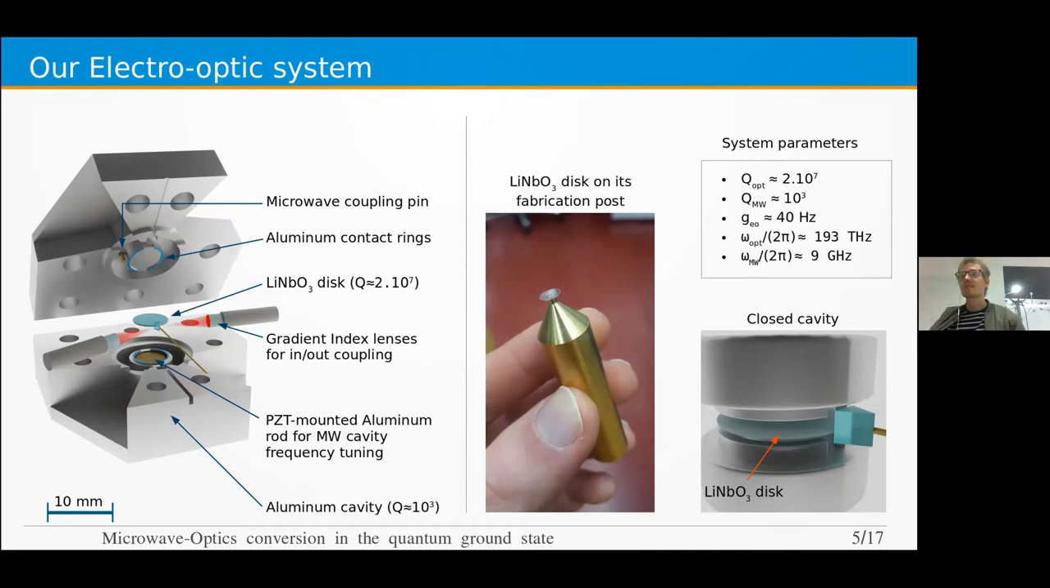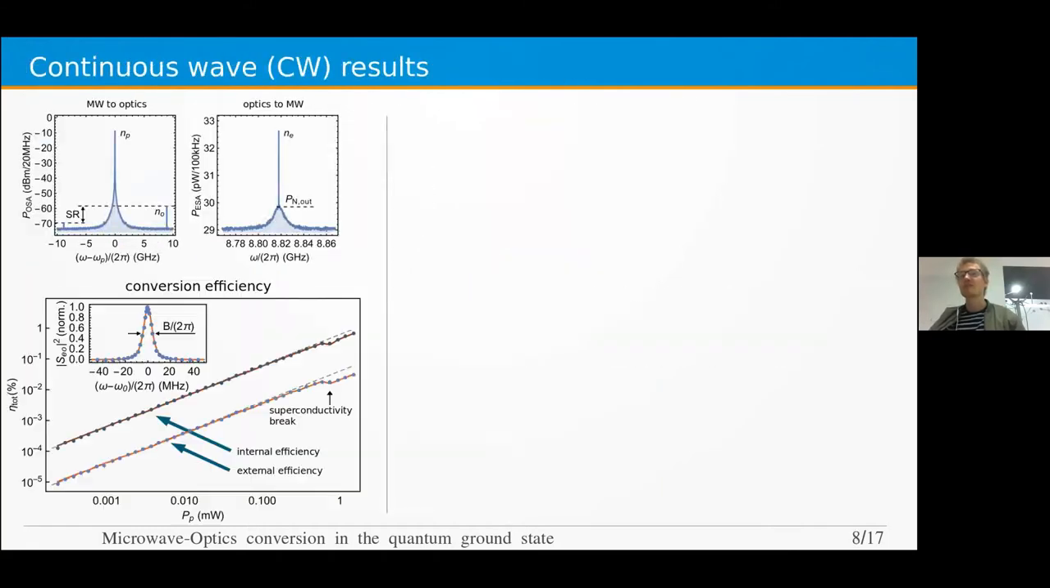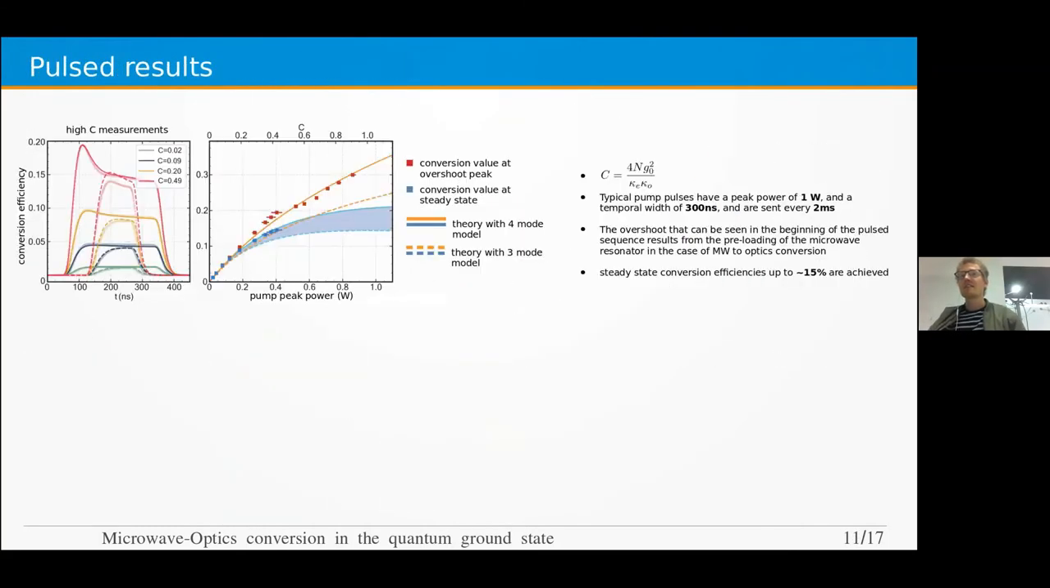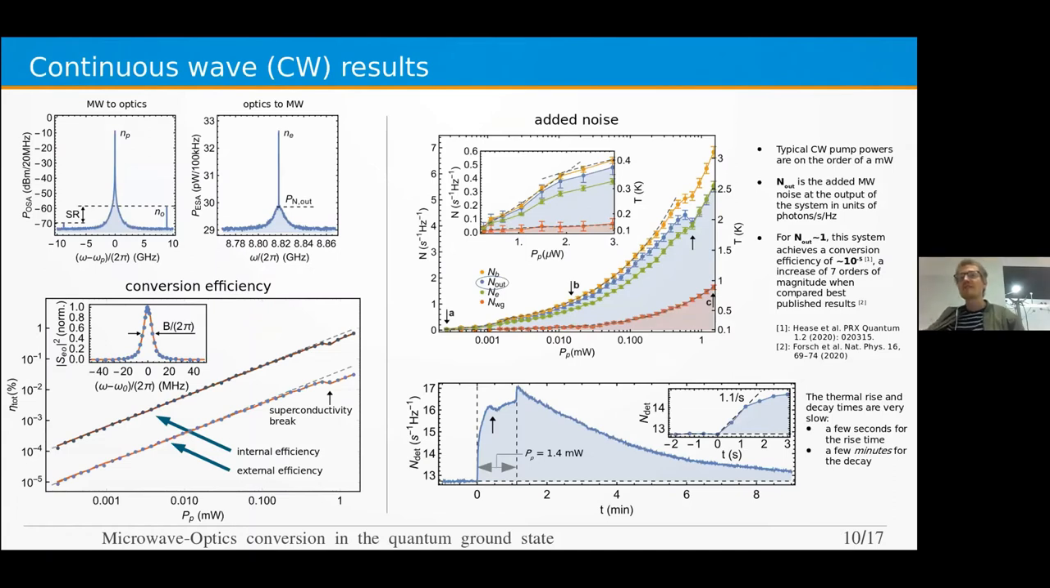Oh, yes. Very good remark. I forgot to mention this. The bandwidth of this converter is limited essentially by the line width of the microwave subsystem. The line width of the optical subsystem is even higher. You can see in these insets that we measure the bandwidth to be on the order of 20 megahertz, and therefore compatible with the typical lifetimes of current superconducting qubits. Okay, thank you very much. Thank you for a very nice talk.